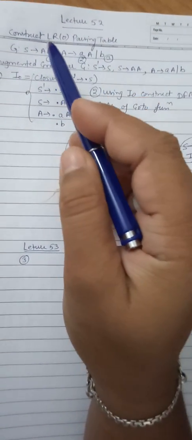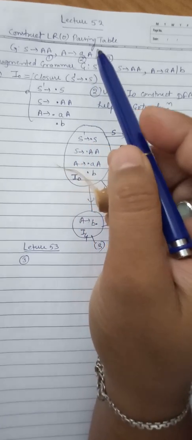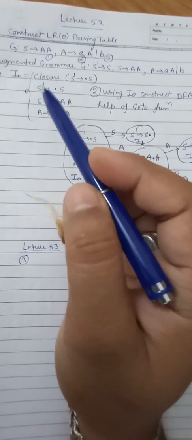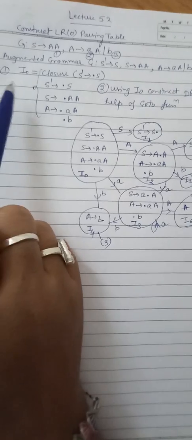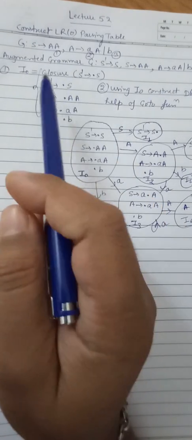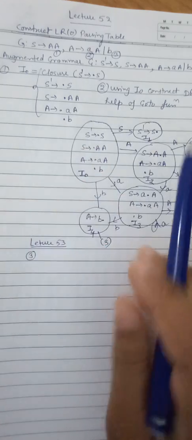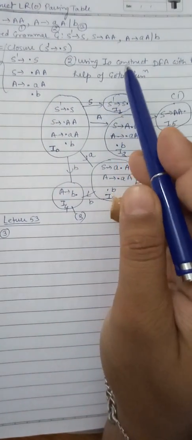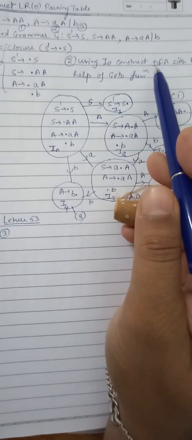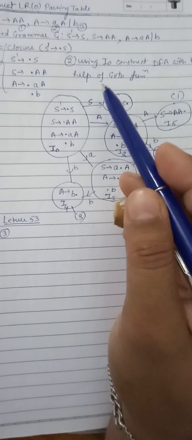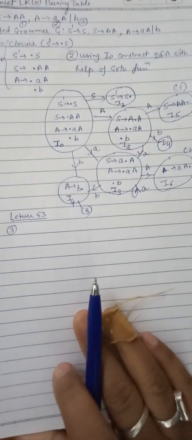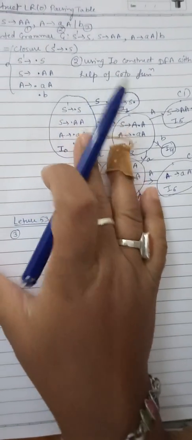Today we are going to learn how to construct LR0 parsing table. As we have learned in the last lecture, what things are required. First we need to write augmented grammar, then we need to write closure. After that we need to construct DFA with the help of Goto function. So we did all these things.